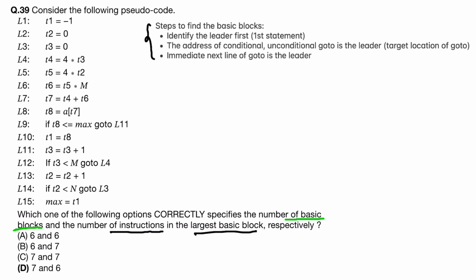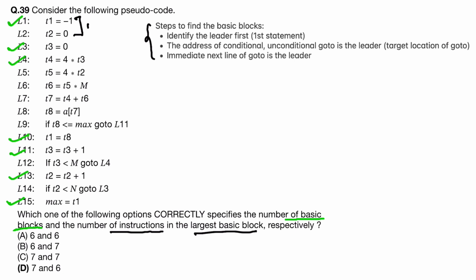So this is a leader. I just highlight all leaders. L1 is a leader. The target address of a conditional or unconditional go to is a leader. So the go to target locations L1, L11, L4, L3 are leaders. Okay. The immediate next line of a go to is a leader. So the immediate next lines of go to are L10, L13 and L15. These are leaders. Now between leaders there will be blocks.